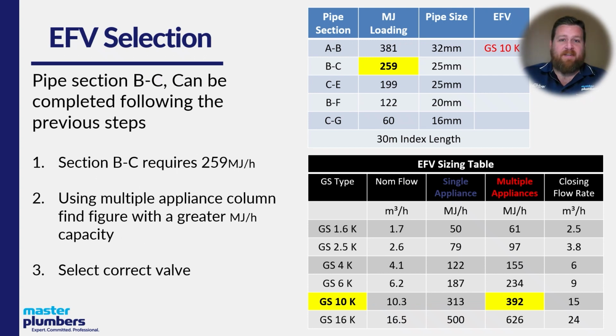So we're going to look at sizing the next section here. That's section B to C. It has a 259 megajoule gas loading. We know that it's got multiple appliances on that. So we're going to head down the multiple appliances column. We're going to go to the first greater number than our requirement there, which is 392. We're going to follow that row across and find that it's specifying a GS10K again, and we're going to put that up in the sizing chart.